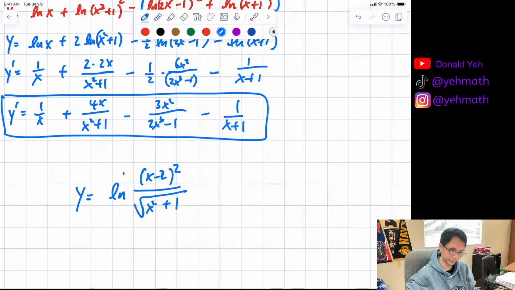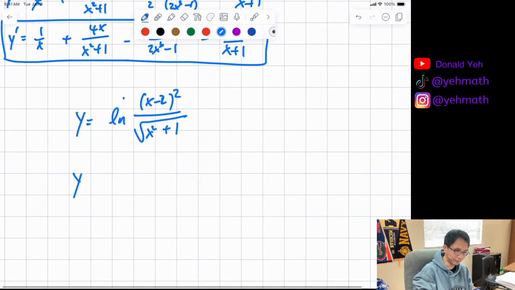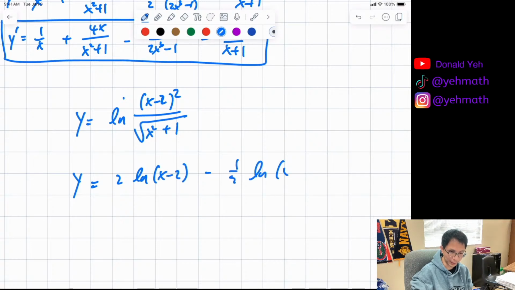All right. Do you guys do the algebra? There should be 2 ln of x minus 2, right? Minus 1/2 ln of x squared plus 1. Did you guys do that?